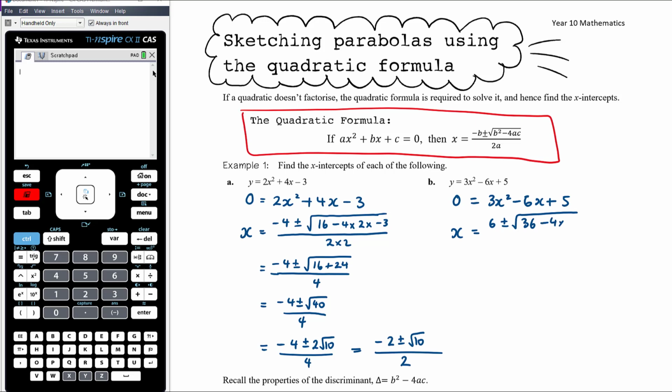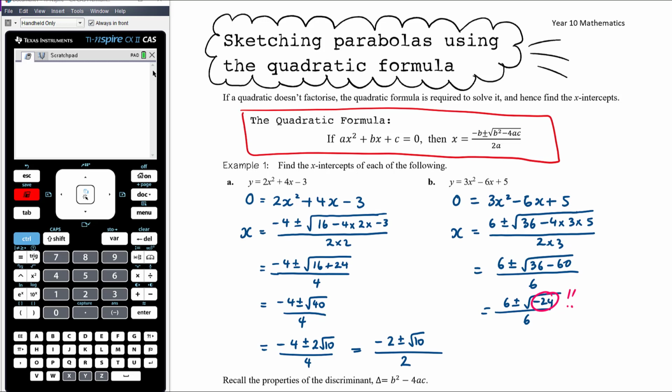Minus 4 times a, which is 3, and times c, which is 5, all over 2a, so 2 times 3. So we've got 6 plus or minus the square root of 36 minus 4 3s are 12, 12 times 5 is 60. Okay, so I'm already anticipating that we've got a problem here. 36 minus 60 is negative 24, and so that's an issue.